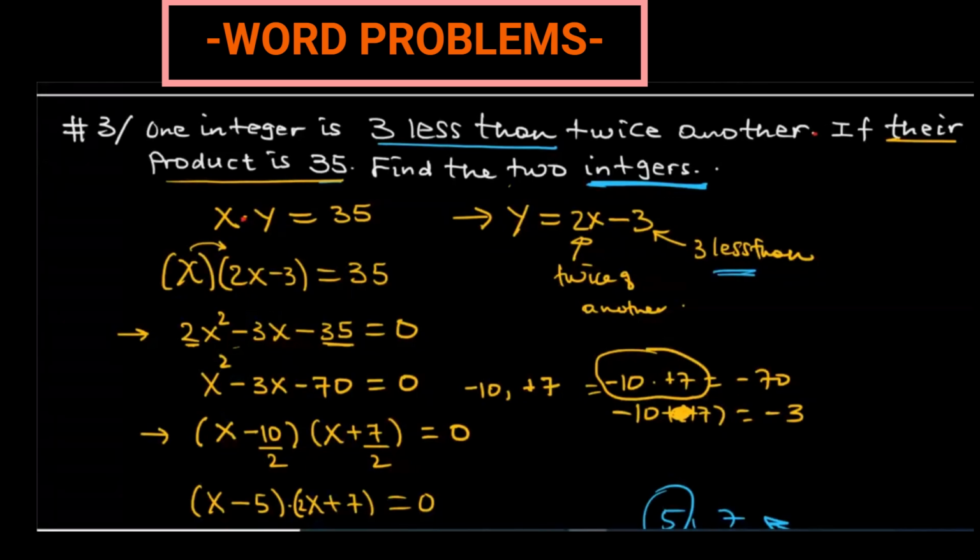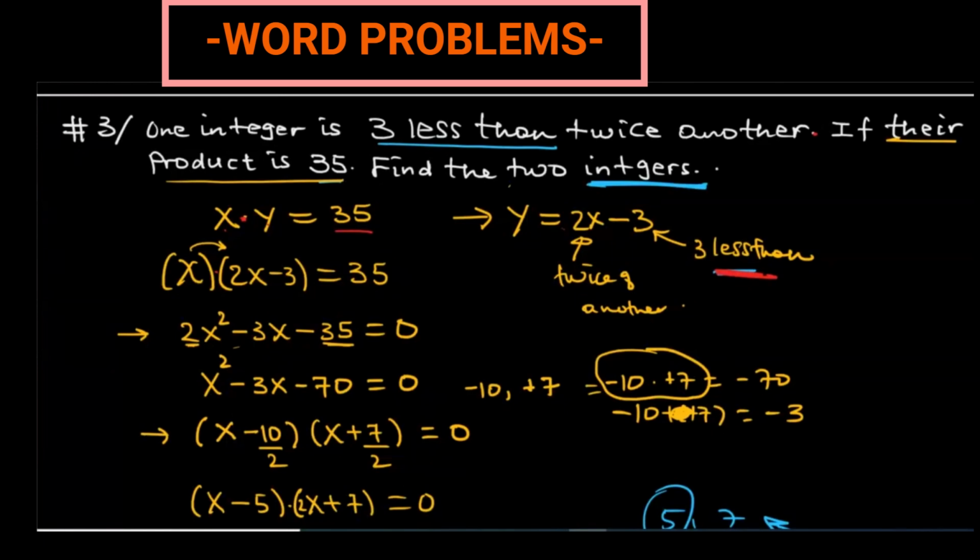Let them be x and y. x is one, y is another one, and their product is 35. But they are related. How are they related? One of them is 3 less than twice the other. The 3 less than is this part, the negative 3. Twice the other is the x. So y is basically 2x minus 3. Now go ahead and multiply them together: x times (2x minus 3) is equal to 35.